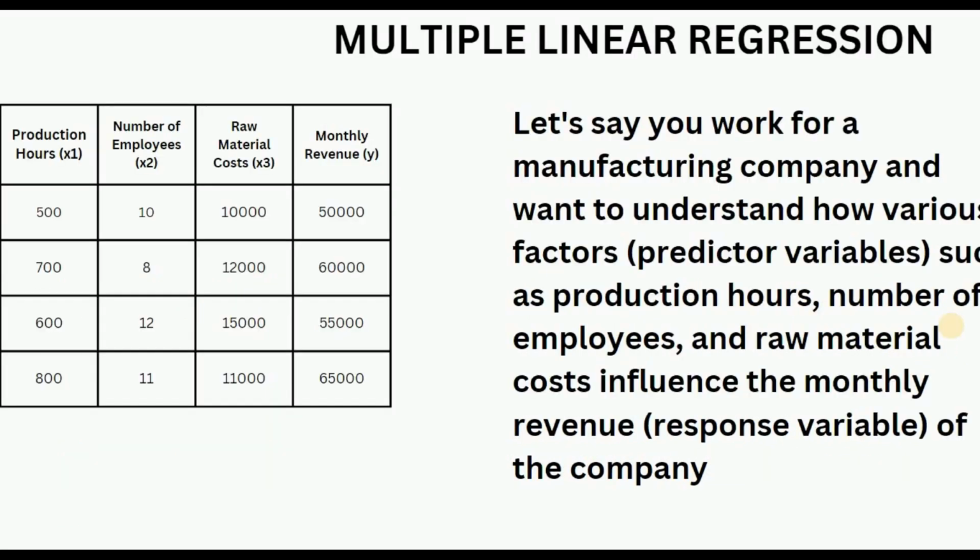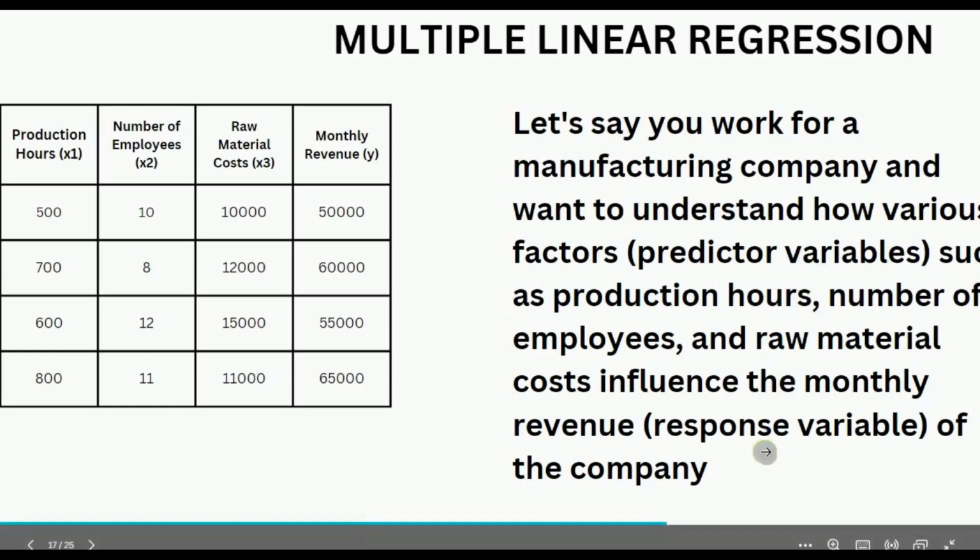Next is multiple linear regression, where we have multiple independent variables and one dependent variable. Let's say the case here: we have production hours, number of employees, raw material, and monthly revenue. What effects are all these independent variables making on the dependent variable? We can find that out with multiple linear regression. Predictor variables or response variables are other names we can call the independent or dependent variables.